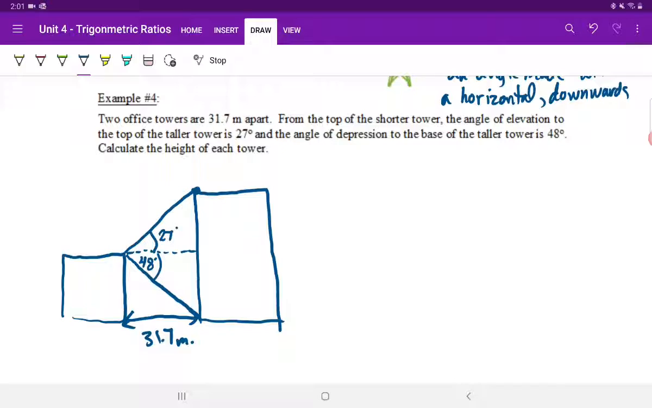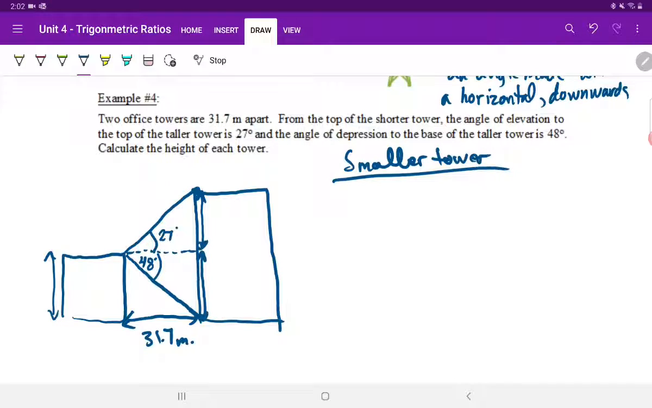So let's think this through here. I can actually find the height of this smaller tower right there if I find this height right here. Do you agree with that? Okay. So let's start there. That'll be my step 1. And then I'll worry about finding the taller tower. Once I have this, I can then find this and then add these two answers together and I will get the height of the taller tower. But let's start with the smaller tower. And let's draw the triangle that's relevant here and we'll label it.